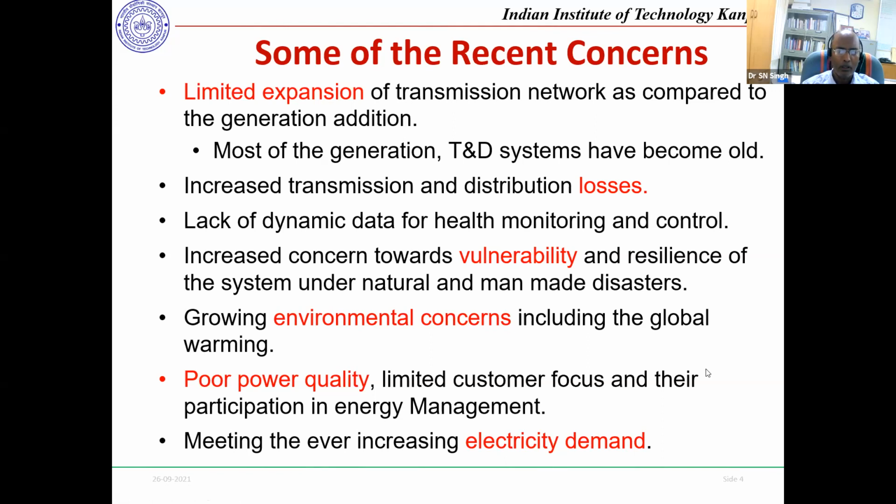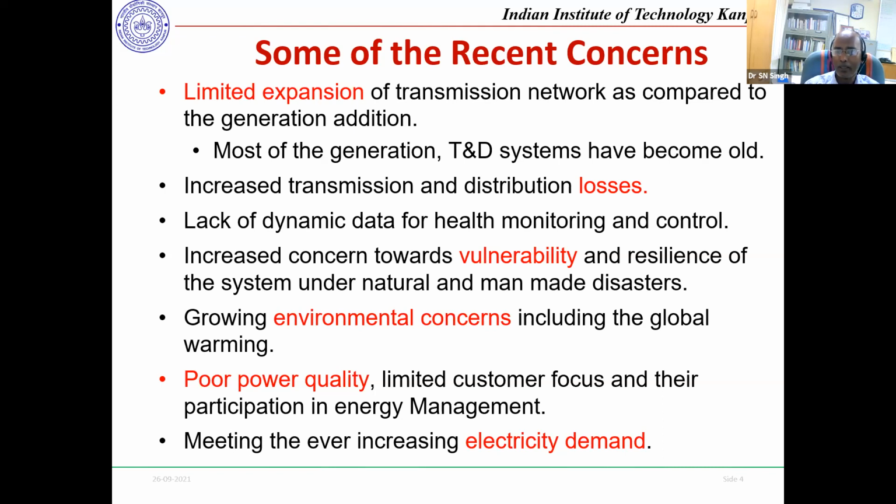So as you know, we require power, and this keeps on increasing. Life comfort is increasing, so the demand is increasing. And once the demand is increasing, we have to increase the generation. But that is not sufficient. If you are increasing generation, you require the transmission network. There is limited expansion of the transmission network compared to the generation addition, because the load is increasing, and we know load and generation should always be balanced.